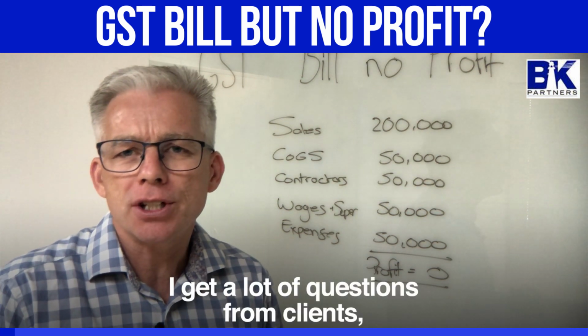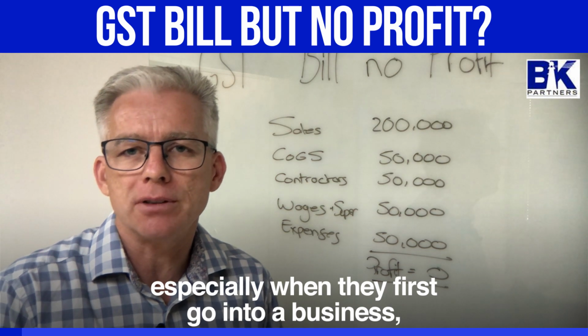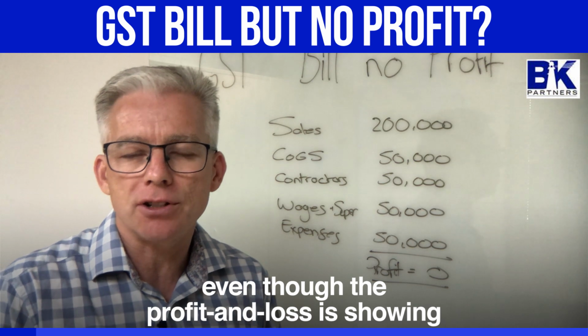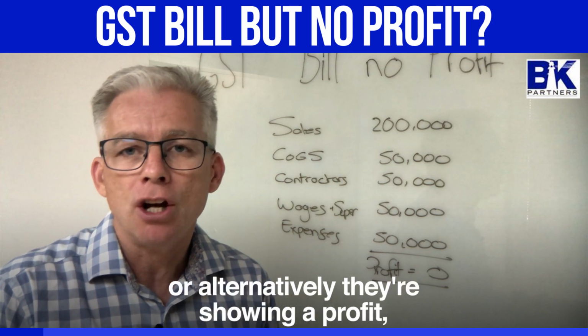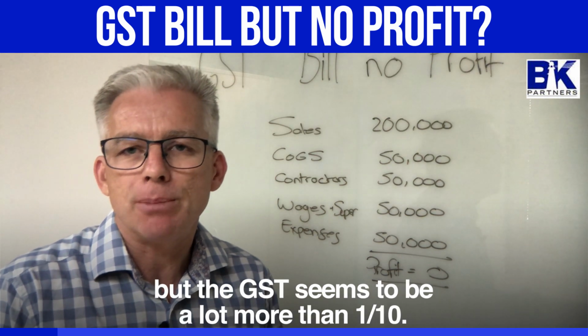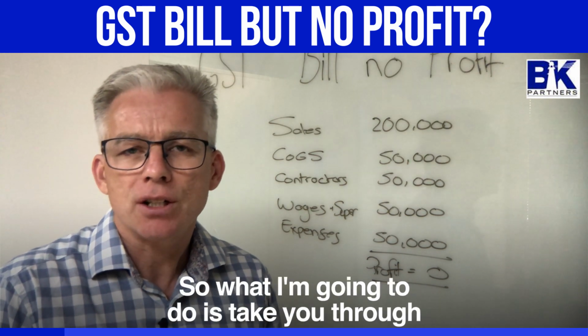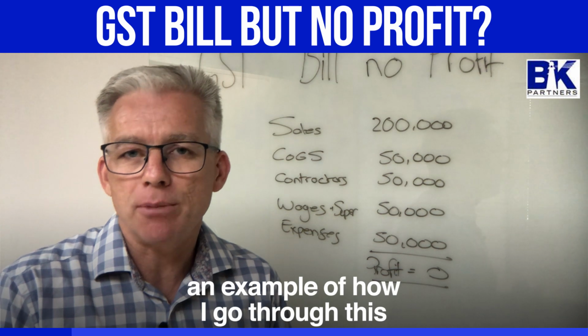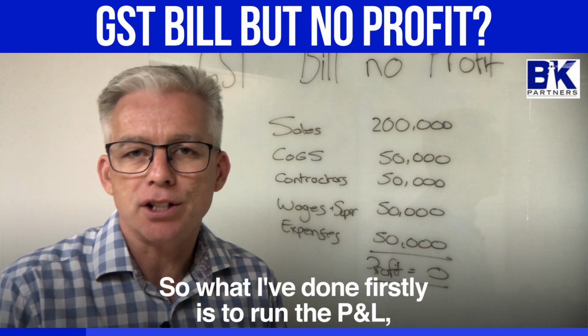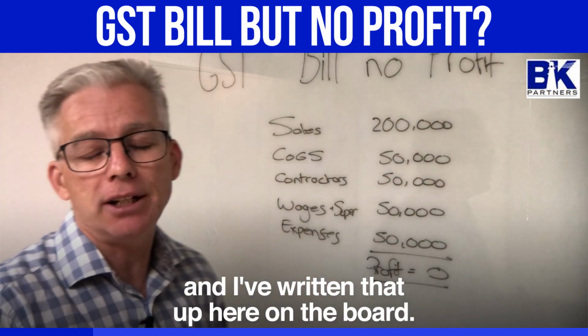I get a lot of questions from clients, especially when they first go into a business, as to why they have to pay GST even though the profit and loss is showing that they're not making any money. Or alternatively, they're showing a profit, but the GST seems to be a lot more than 1/10. So what I'm going to do is take you through an example of how I go through this with my clients. So what I've done firstly is to run the P&L, and I've written that up here on the board.